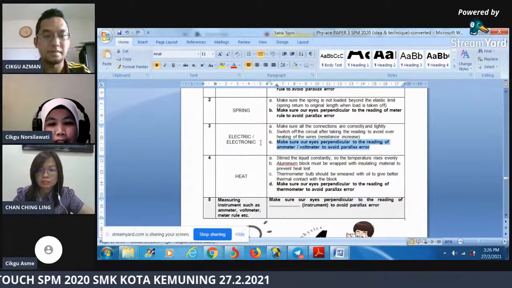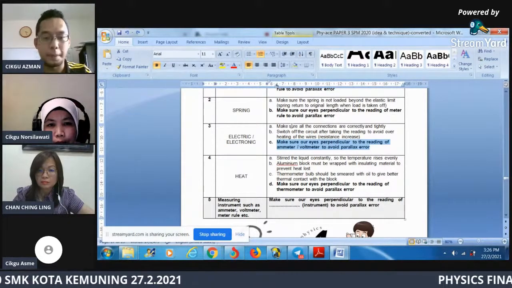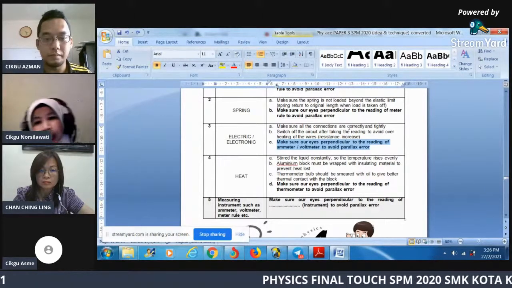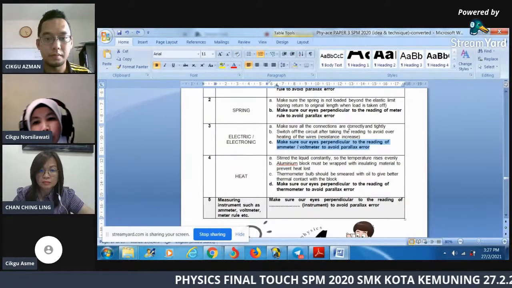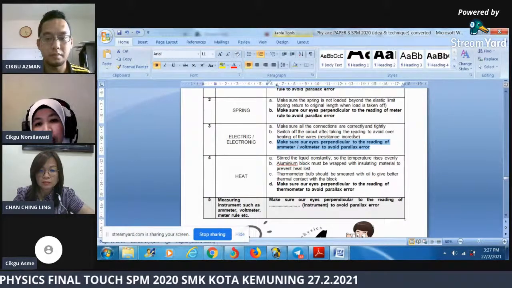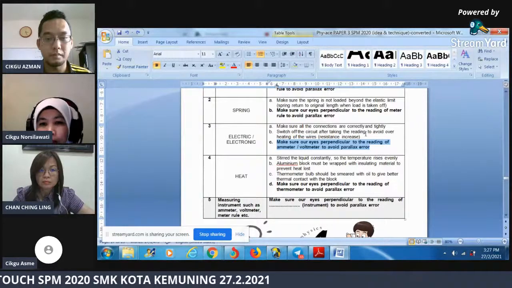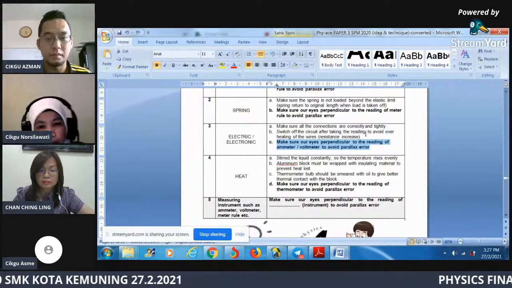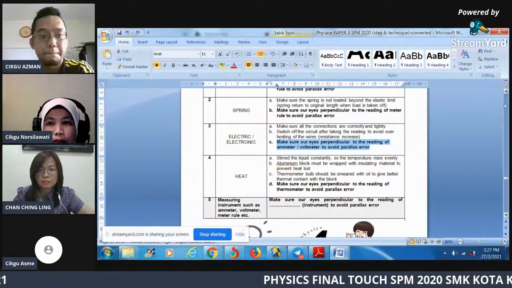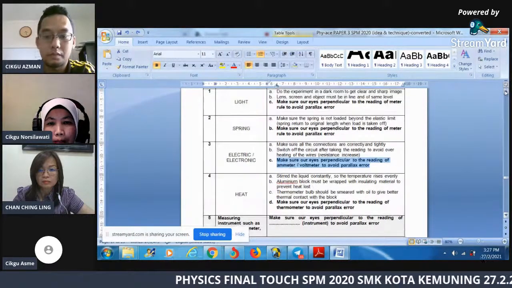For electric and electronics, specific for electric and electronics, make sure all the connections are correctly and tightly. Boleh. Or switch off the circuit after taking the reading. Why? Because to avoid overheating of the wires. Okay, normally for reduce the resistance. Okay, so this is all the precaution steps.